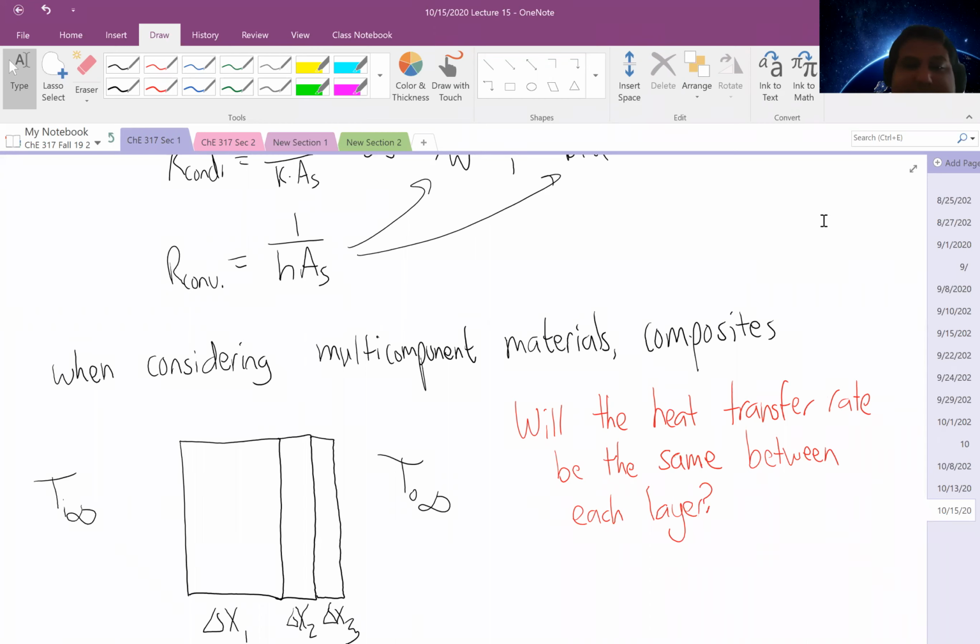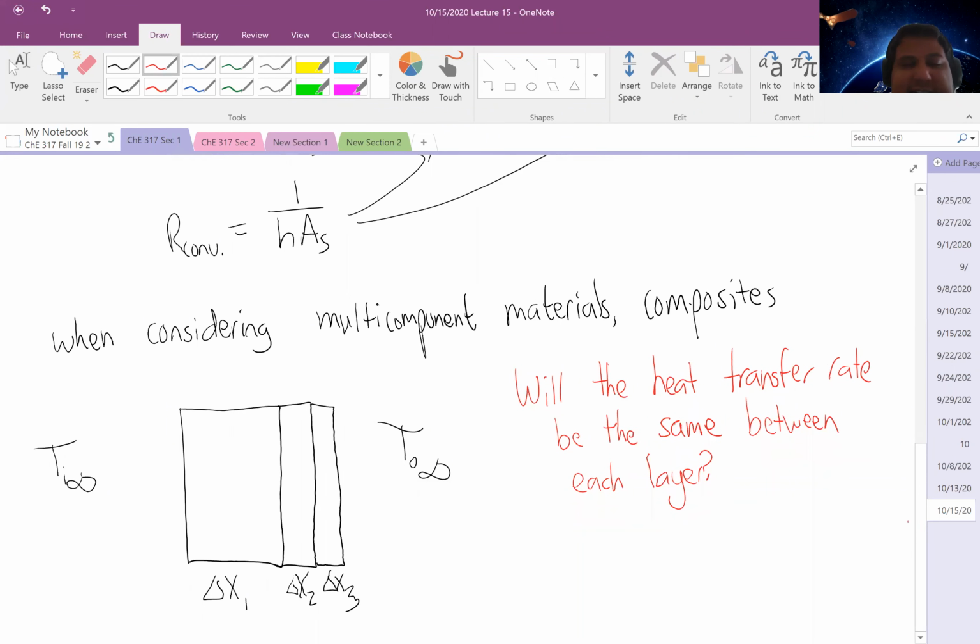So what do you think? I'm going to call on Pratik. What are your thoughts? Do you think the heat transfer will be the same or different between each of these layers in my wall? I think it depends on delta x1, delta x2, delta x3. If they are equal, and if the cross-sectional area is also equal, it's going to be the same. I think it's going to depend on the change in the length for each term.